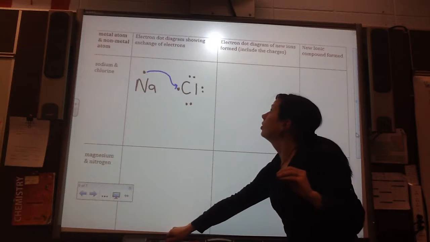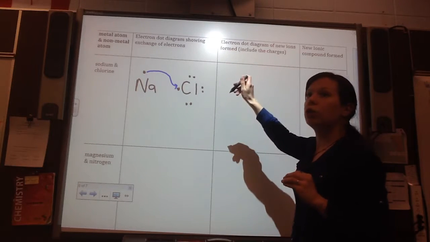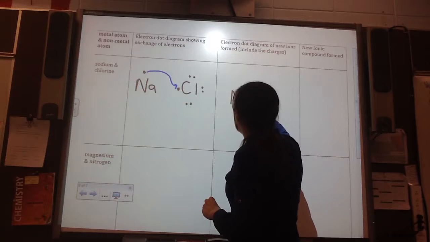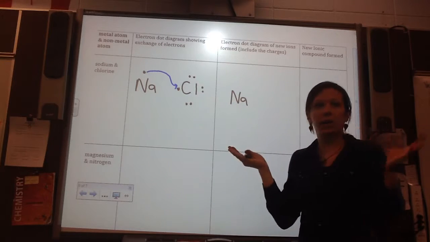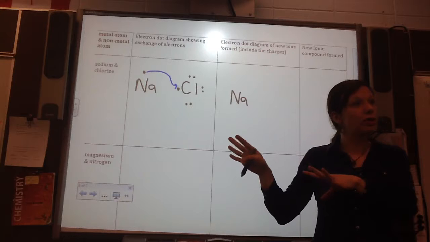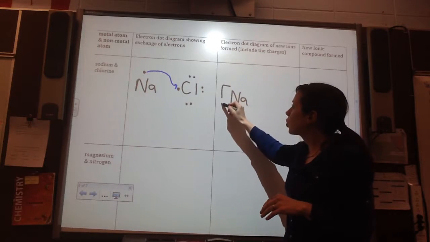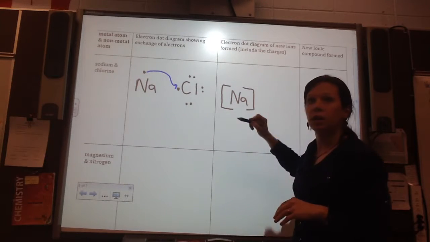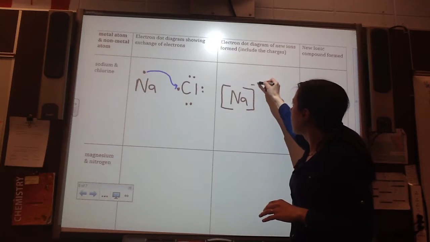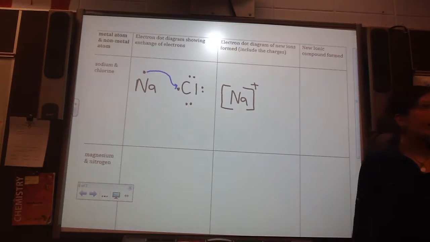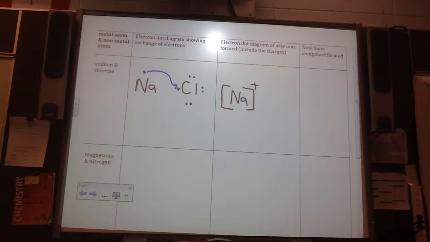So then the result, the electron dot diagram of new ion form, is we draw sodium, and it has no valence electron from the previous shell. And then you put square brackets around it, and you draw a plus. Because it became less negative by 1, which is like saying it became positive. Right? So when you look at your periodic table, it's Na1, right? Na plus. Na plus.